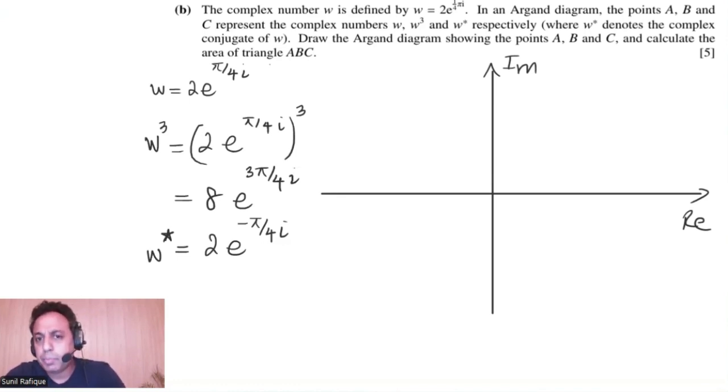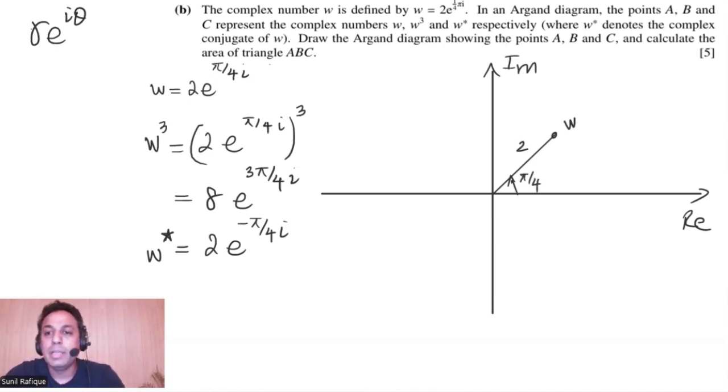Now remember that when you look at this Euler form, which is r e^(iθ), θ is the argument angle and r is the length of this complex number. So let's say this is 2 and π/4 here somewhere. I'm saying this is w, its angle is π/4, and this is 2. And its conjugate, let's just make a reflection. And this is π/4 as well, obviously in the clockwise direction. And this is w star.